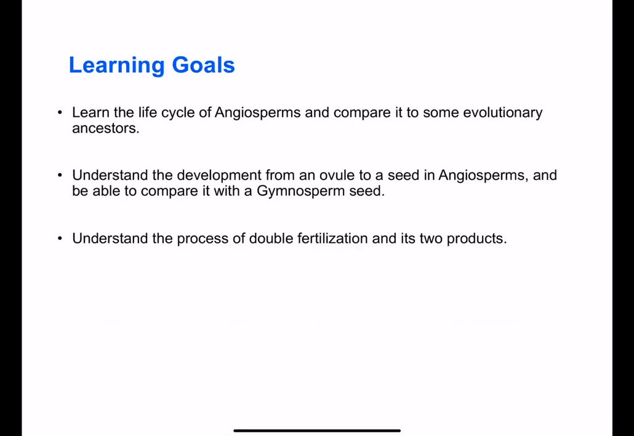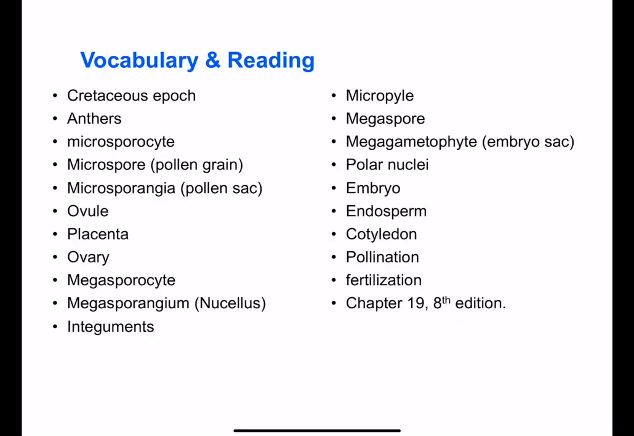Here are the learning goals. We're going to learn the life cycle of angiosperms and compare it to some evolutionary ancestors. We're going to understand the development from an ovule to a seed in angiosperms, and compare it with a gymnosperm seed. And also understand the process of double fertilization and its two products. We will talk about what that means. Here's a list of your terms. Feel free to pause it and copy these down.